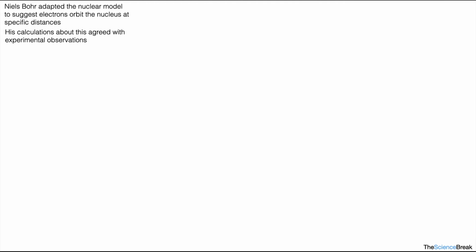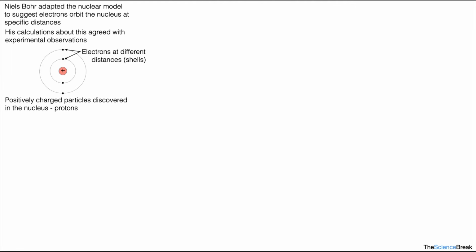But that wasn't the end of it. We have a scientist named Niels Bohr who adapted the nuclear model to suggest that electrons orbit the nucleus at specific distances. His calculations about this agreed with the experimental observations. So now we have electrons at different distances from the nucleus in shells. We then have the discovery of positively charged particles in the nucleus called protons. And then another scientist, James Chadwick, provided evidence of neutrons in the nucleus. We don't need to know details of how he did that.